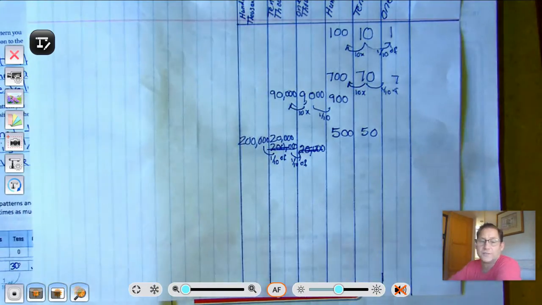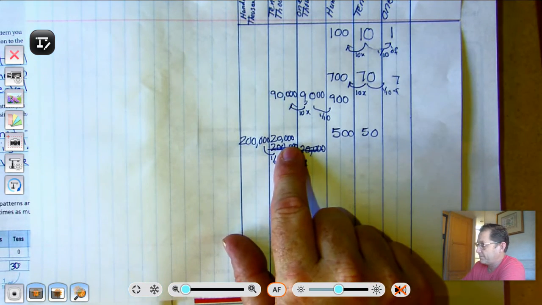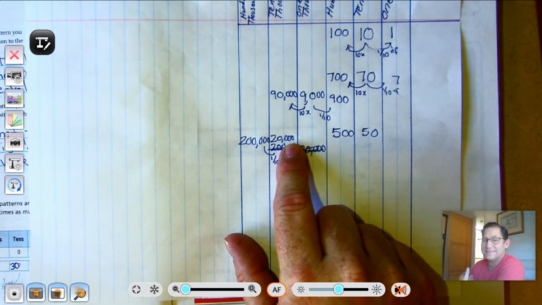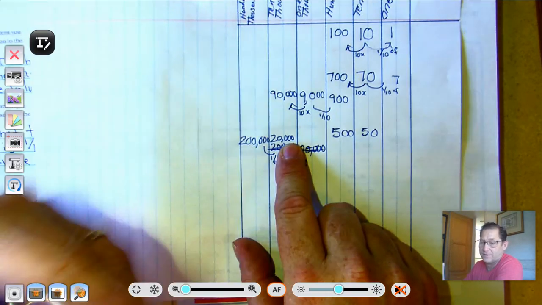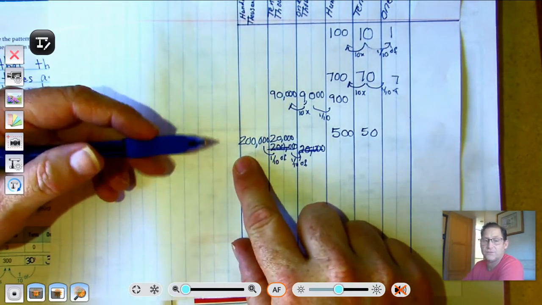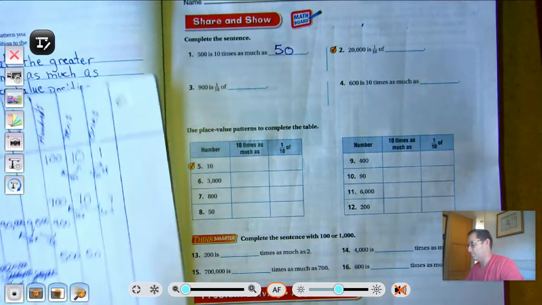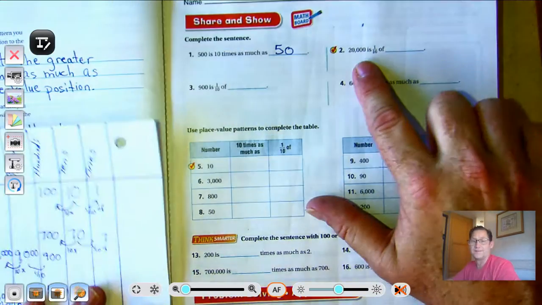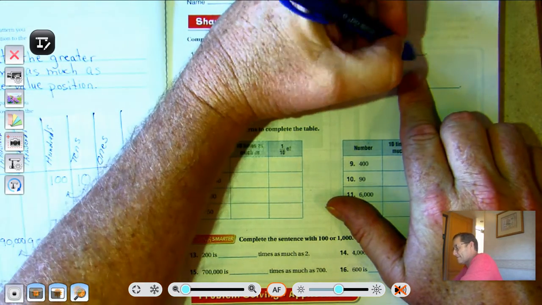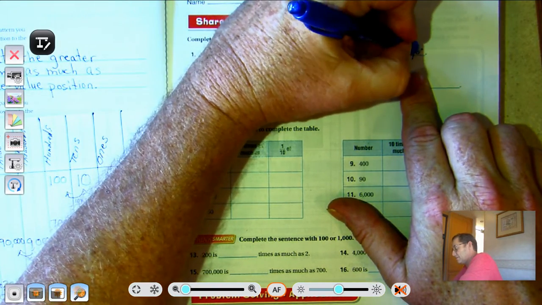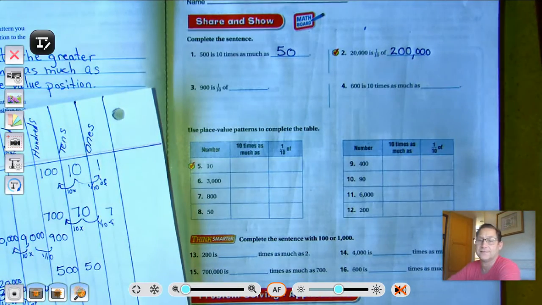Okay, so we're looking at, if 20,000 is 1/10 of what? If I had 10 more 20,000s, or a total of 10 20,000s, I would have 200,000. So 20,000 is 1/10 of 200,000.